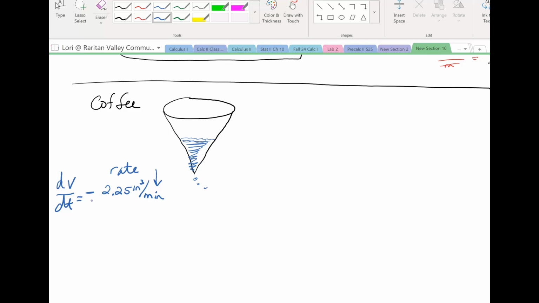We were also given other information. We were told that the top of the cone has a radius equal to 2 inches. And the full height of the cone is five inches.